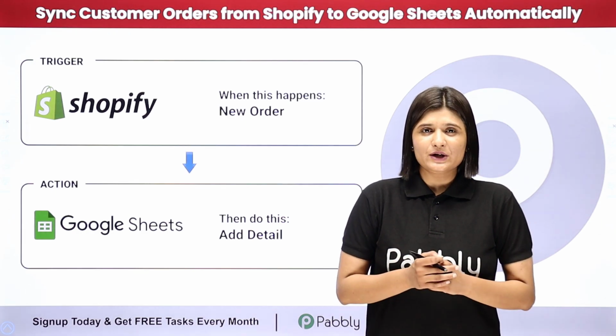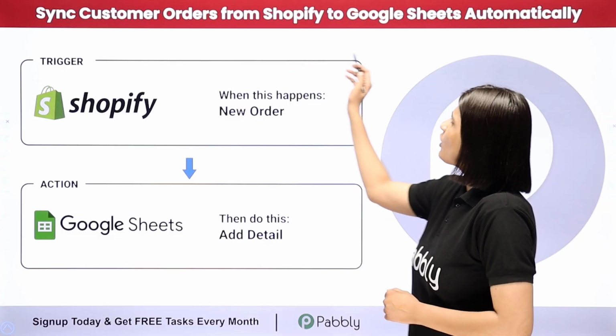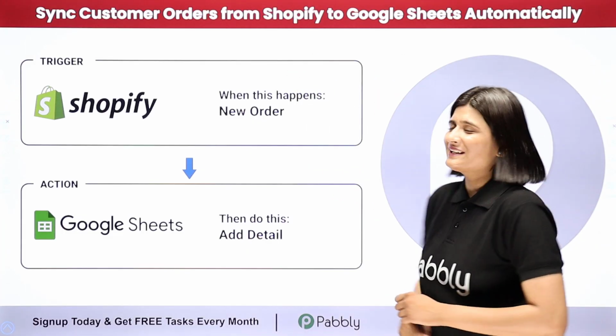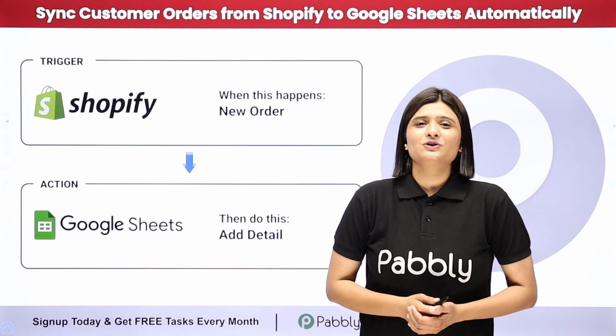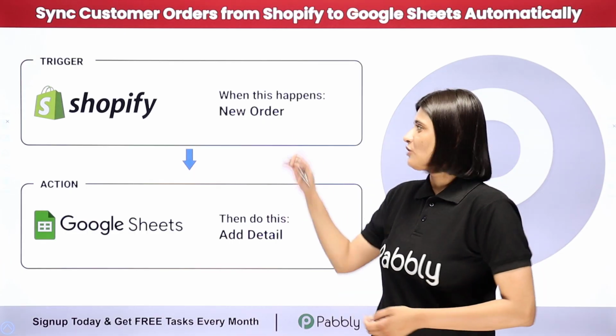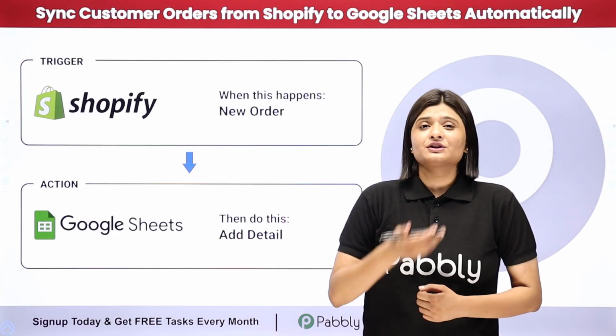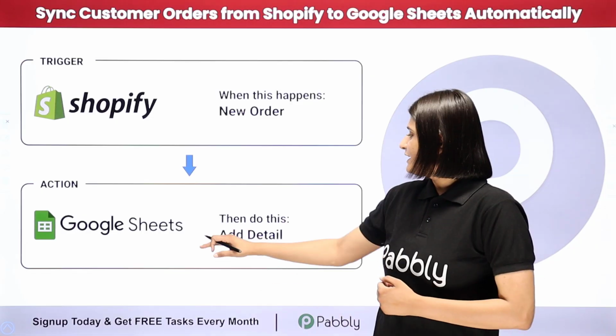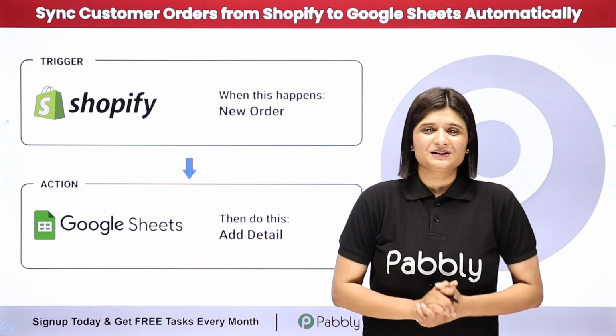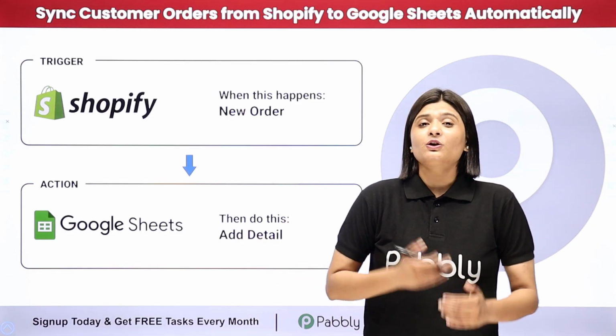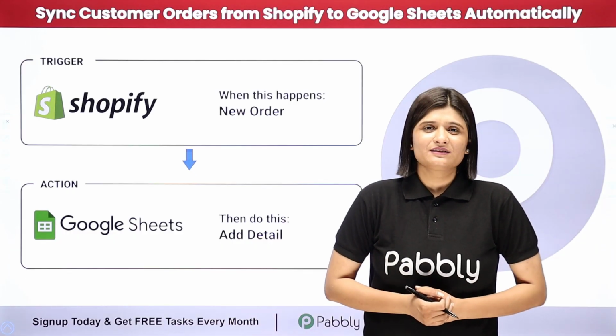In this video, we are going to learn how to sync customer orders from Shopify to Google Sheets automatically. Let's suppose I'm running an e-commerce store and I have a store on Shopify. I want that whenever there is a new order, automatically that order detail should be added in my Google Sheets spreadsheet. Doing this manually will consume a lot of time, so I've completely automated this process.